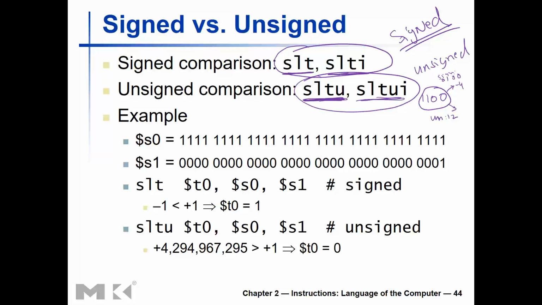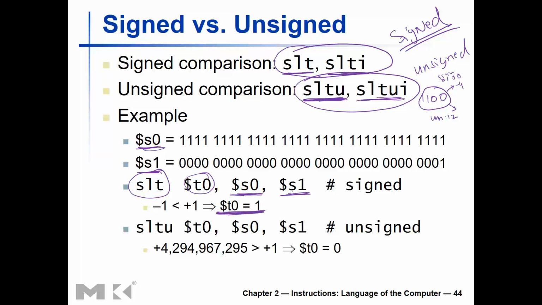So now we have to tell the machine if I want to treat the data as unsigned. Take for example these two cases, S0 and S1. We want to compare S0 to S1 using set if less than. In this case, S0 is a negative number, so S0 is less than S1, and we set T0 to a 1.